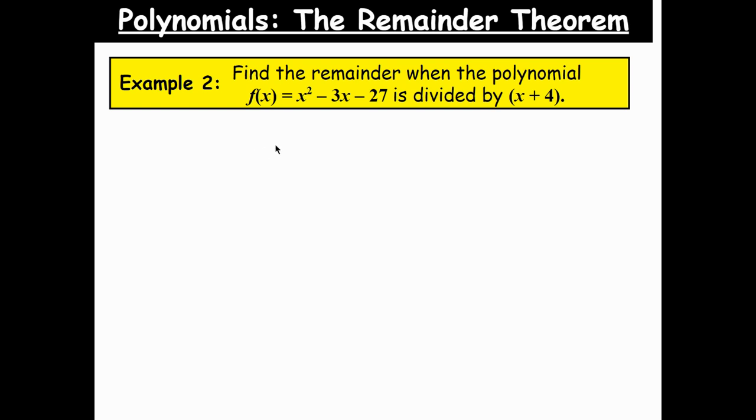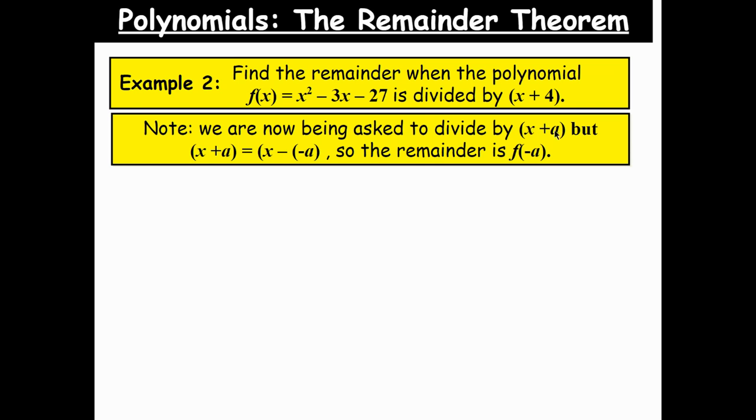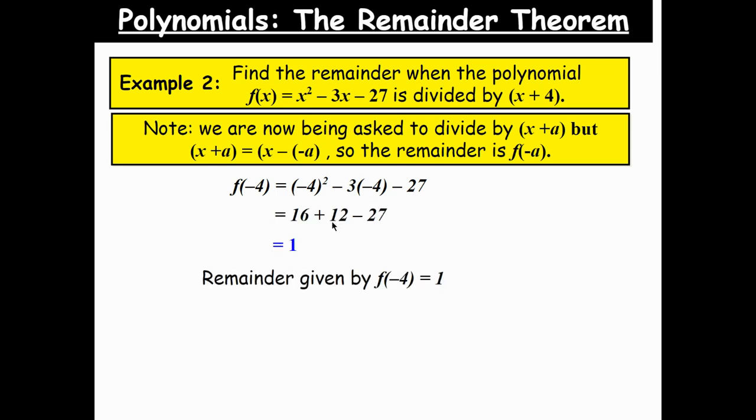Second example. Notice this time it's x plus 4, but our remainder theorem only works for x minus a, but x plus a is the same as x minus negative a. So in this case here, we're using negative 4. The f of negative 4, when we evaluate that, is 1. That's our remainder, and that's the remainder theorem.